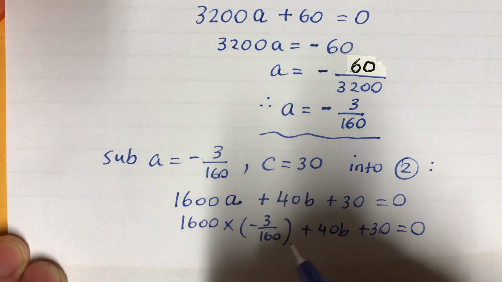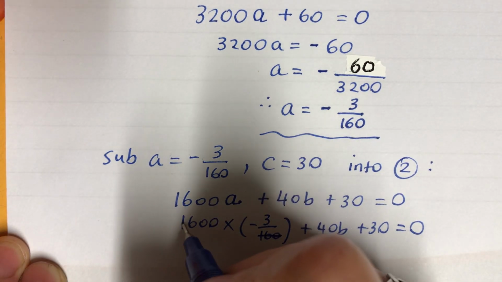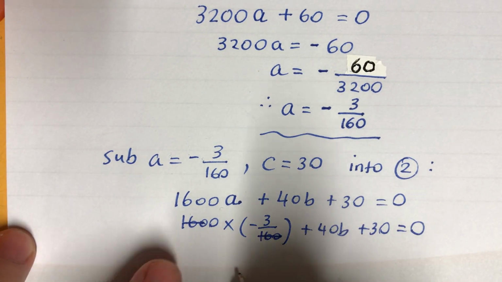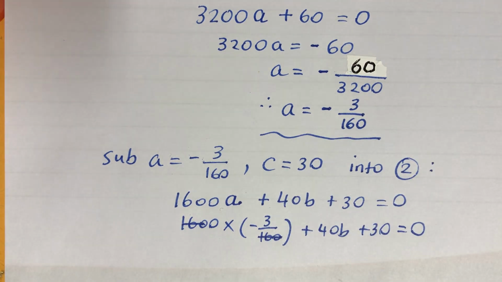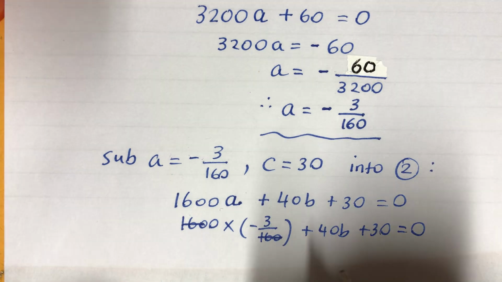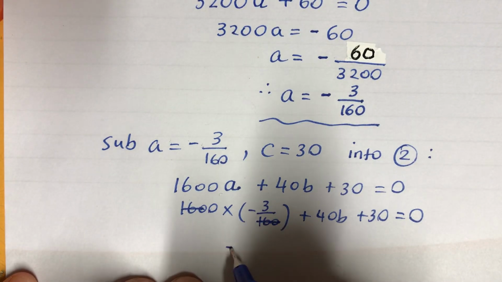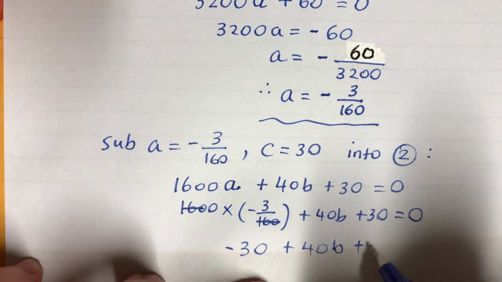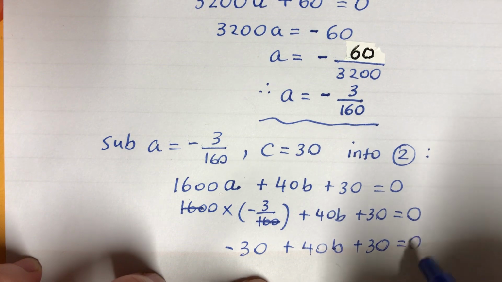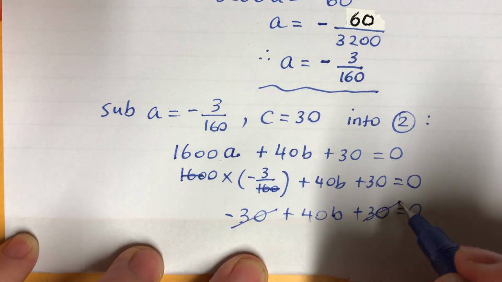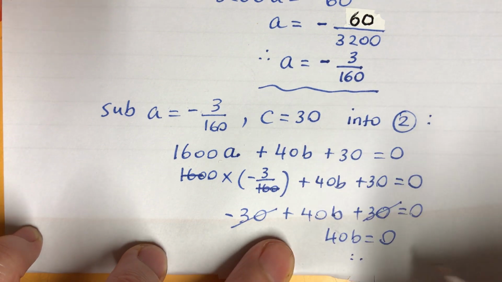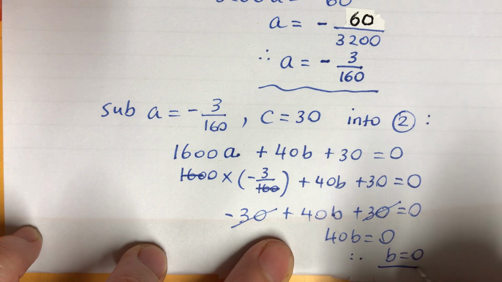So if I put that into the calculator, I will get minus 30 plus 40b plus 30 equals 0. Interesting. So now I'm cancelling this out. Well, 40b equals 0, therefore b equals 0.